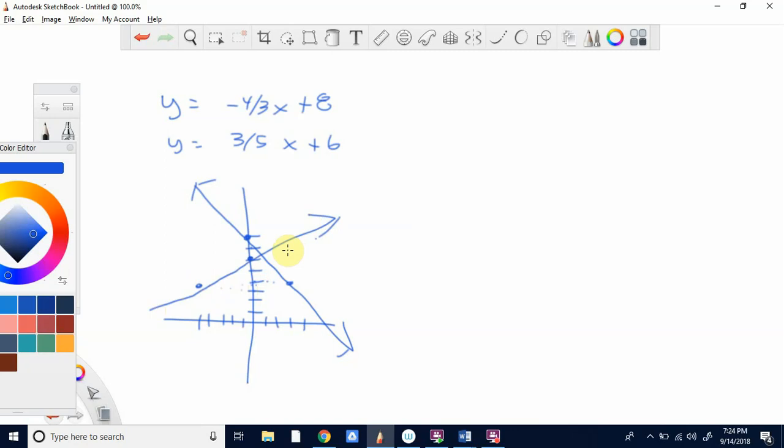And you see that these two lines cross at some point here. So there's exactly one solution. So this is going to be consistent and independent. Let's look at the second one.